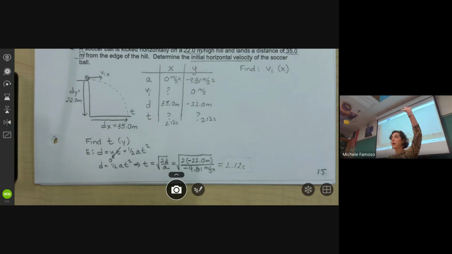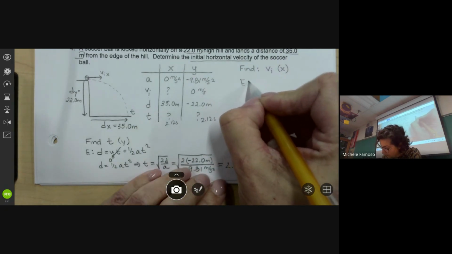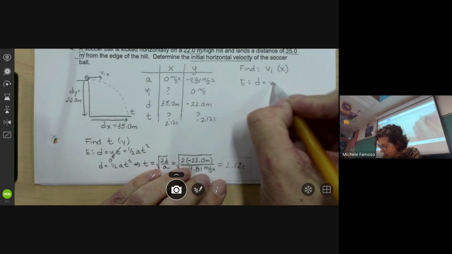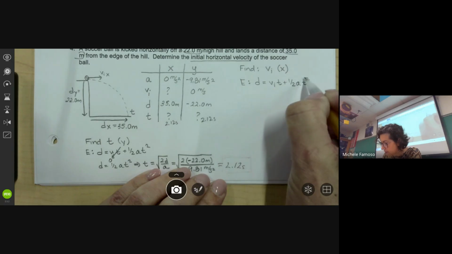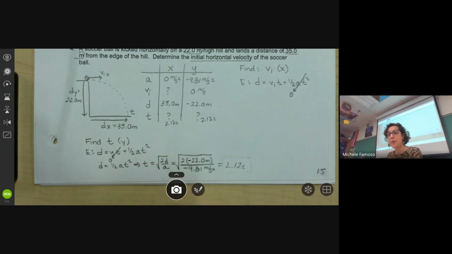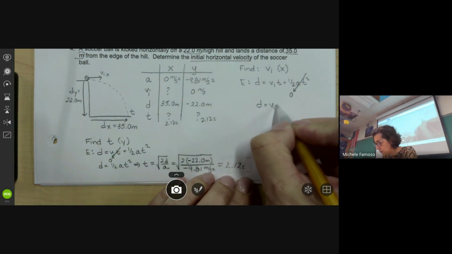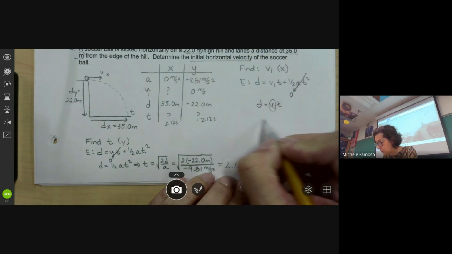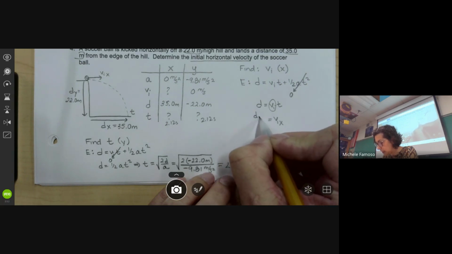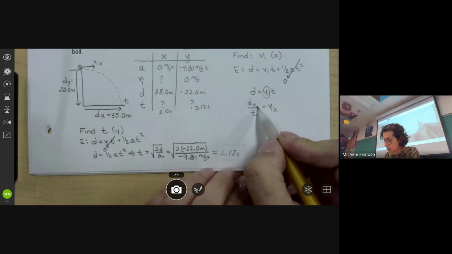Who can tell me? What equation can we work with? Haley? That's right, the same one. But in the x direction, the a value is 0. So that part of the equation will drop out, leaving us with d is vi times t. So if I isolate that for the vi in the x direction, I'm going to get the d in the x direction divided by the t. So now I can go ahead and plug in.